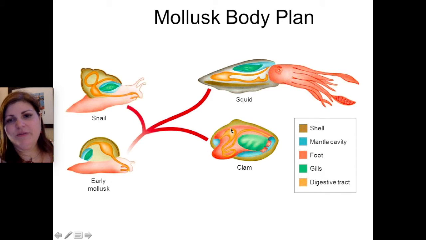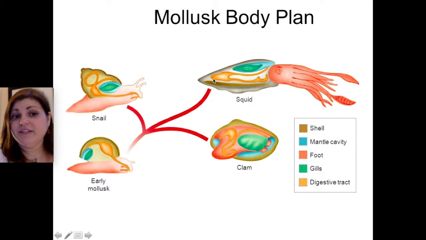We see those same structures in a very different form in the clam, the bivalve, as well as in the squid. In the squid, the shell is internal. Others, of course, lack a shell.